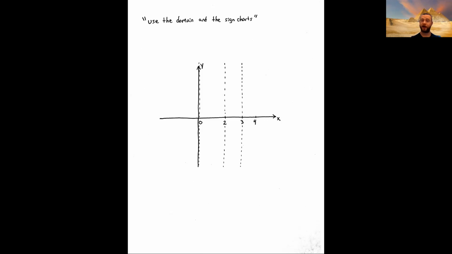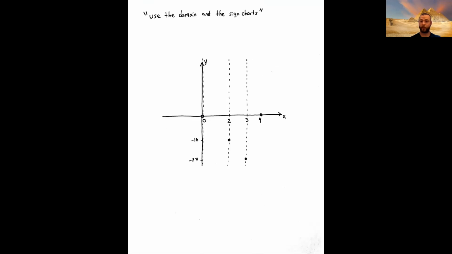Now we're going to refer to our sine charts momentarily, but let's use some basic features. We had some ordered pairs that we can plot. We had some intercepts, 0, 0, which we have plotted there as a point at the origin. And we also had our x-intercept 4, 0, plotted all the way to the right there. When x equals 2, the y-coordinate is negative 16. And when x is 3, the y-coordinate is negative 27.